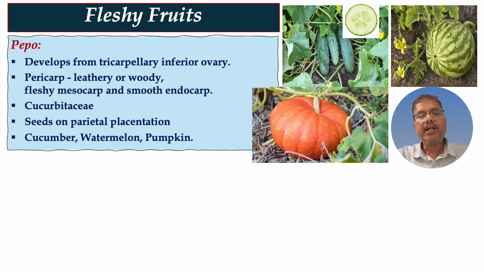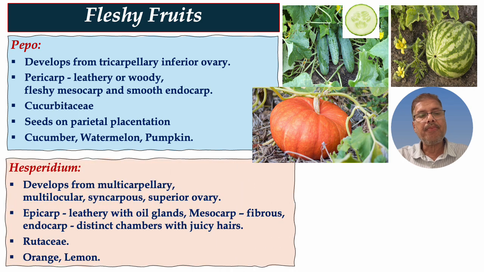Pepo develops from a tricarpellary inferior ovary. The pericarp is leathery or woody, which encloses a fleshy mesocarp and smooth endocarp. It is typically associated with the family Cucurbitaceae. The seeds are attached to the walls of the ovary, that is, parietal placentation. Examples are cucumber, watermelon, pumpkin, etc.